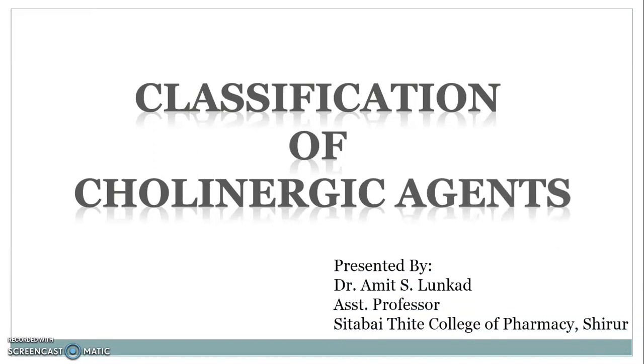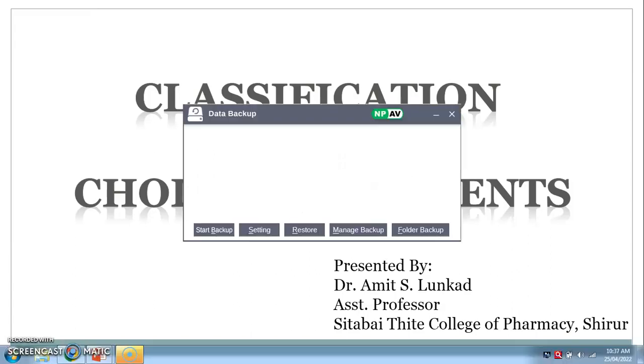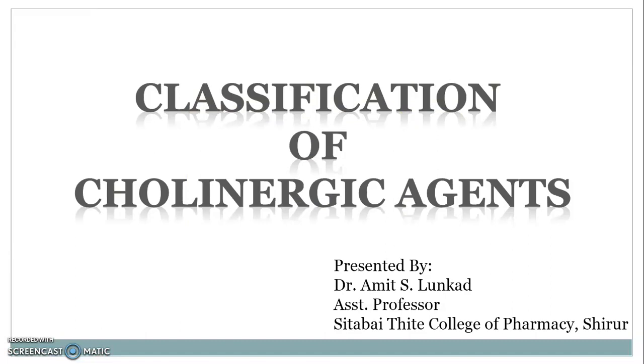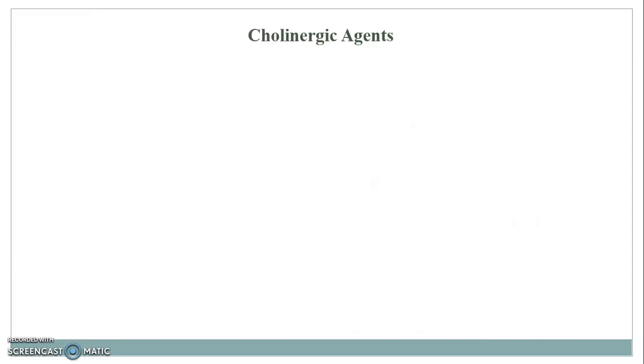These cholinergic agents have different actions: they can contract the smooth muscles, dilate the blood vessels, increase bodily secretions and slow the heart rate. Here we discuss in detail the classification of these cholinergic agents. But before that, what are cholinergic agents?